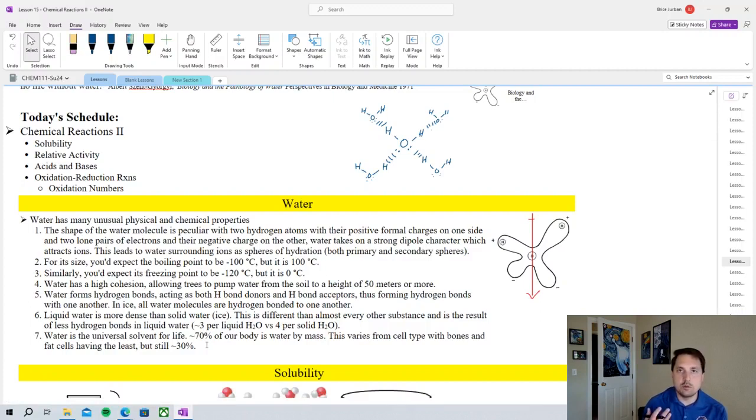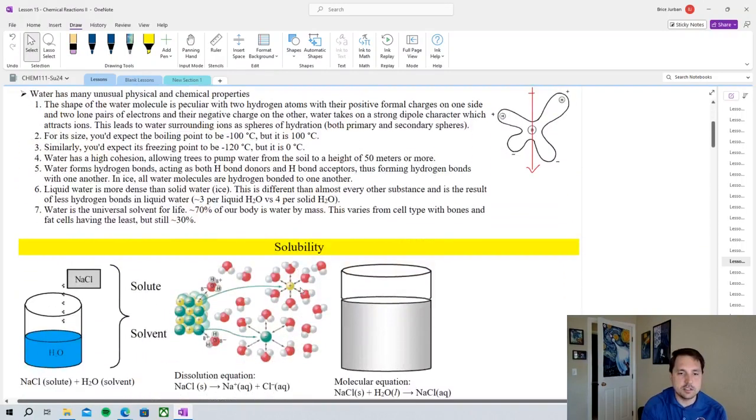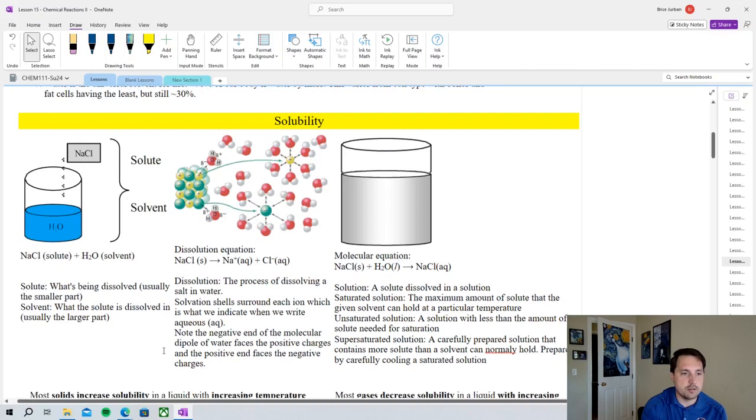So when we're doing biochemistry, we need to think about water all the time. We can't just ignore it. It's one of those things we put in the back of our mind, but for today's lesson, we'll be constantly thinking about water's involvement in the reaction. So let's jump to the next topic, which is solubility.